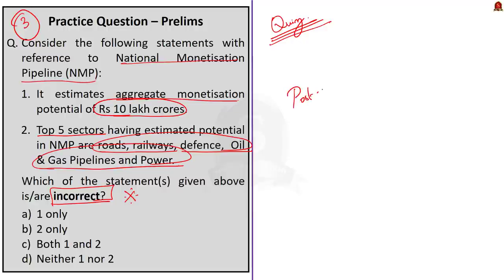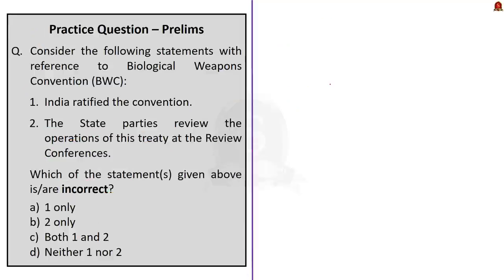Now moving on to the final question, consider the following statements with reference to Biological Weapons Convention, BWC. Statement 1, India ratified the convention. The statement is true. We saw in the discussion itself. See, India signed the convention on 15th January 1973. It ratified the convention on July 15, 1974. So obviously, India is a part of the convention.